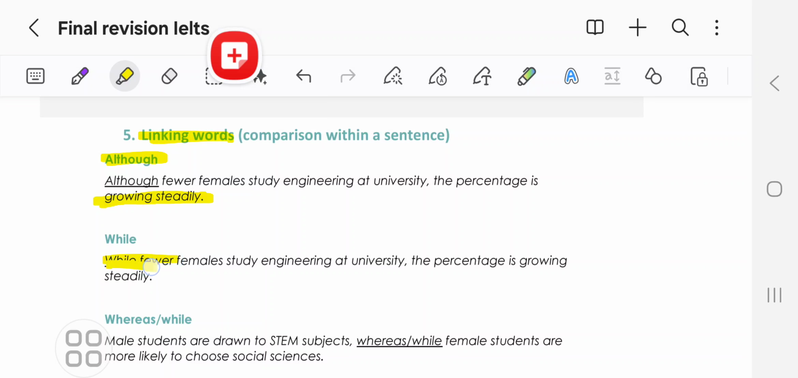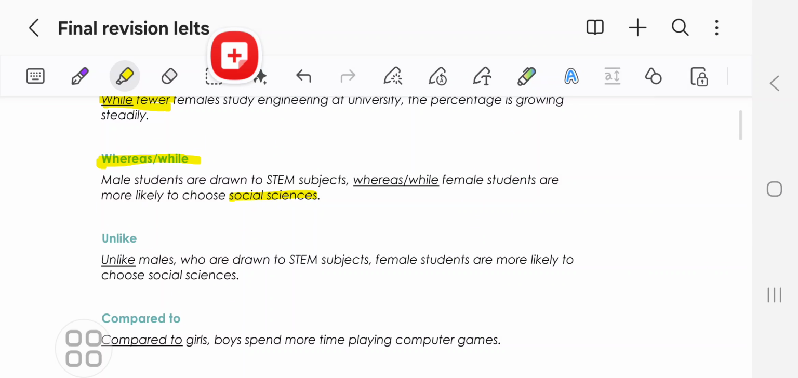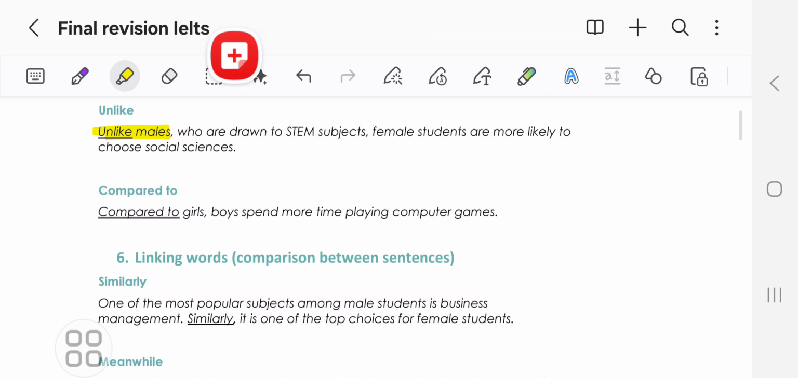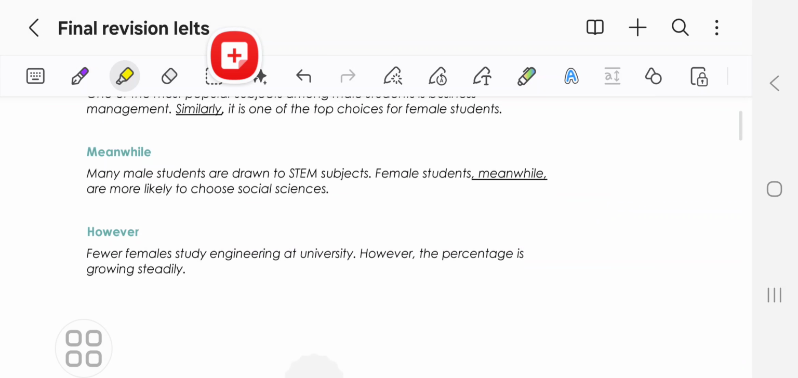So, while fewer females have studied engineering, universities are growing steadily, whereas you have to use, so more students are drawn to the STEM subjects, whereas, or you can say, female students are more likely to choose social science. Unlike males who are drawn to STEM subjects, female students are more likely to choose social science. That's what to remember. Compared to girls, boys spend more time playing computer games. So that's "compared to"; we can start with "compared to". You can start with "although". You can start a sentence with "while females are like that". But "whereas" you can use in the center of the sentence, for comparing.